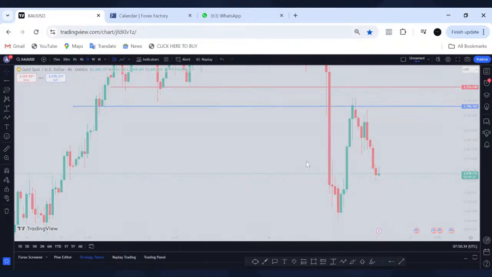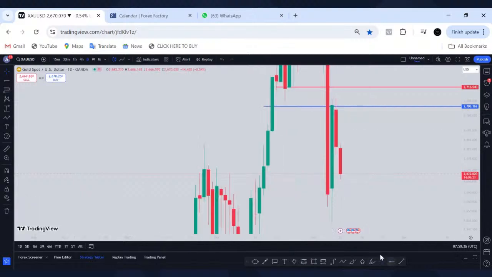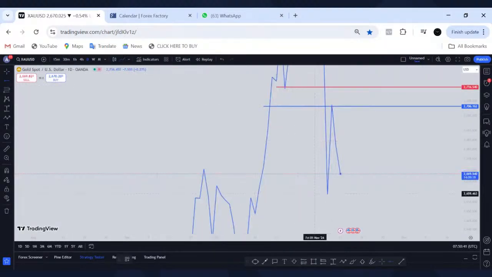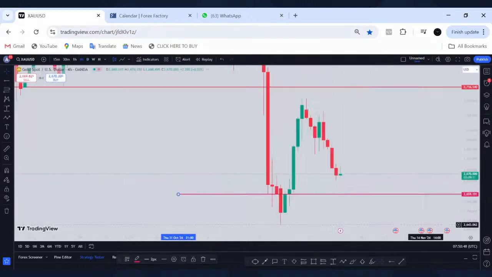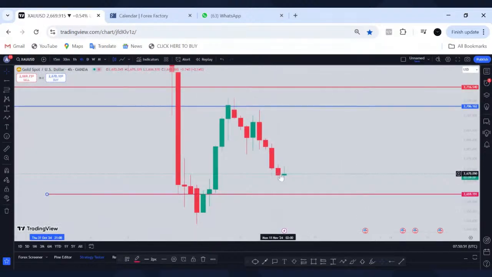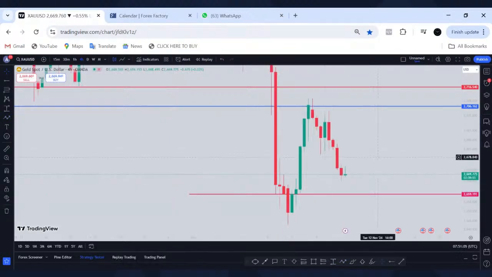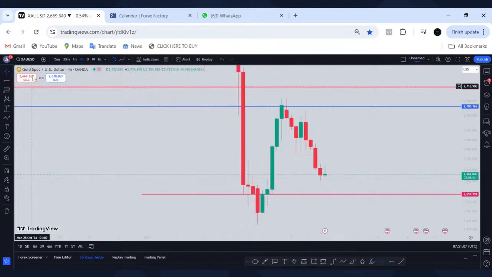So I'm expecting a continuation of the move. We have some small zone for price to get filled. So I'm expecting price to fill this zone, get to this side before it will continue. That's what I'm expecting to happen. So we need to be very patient.